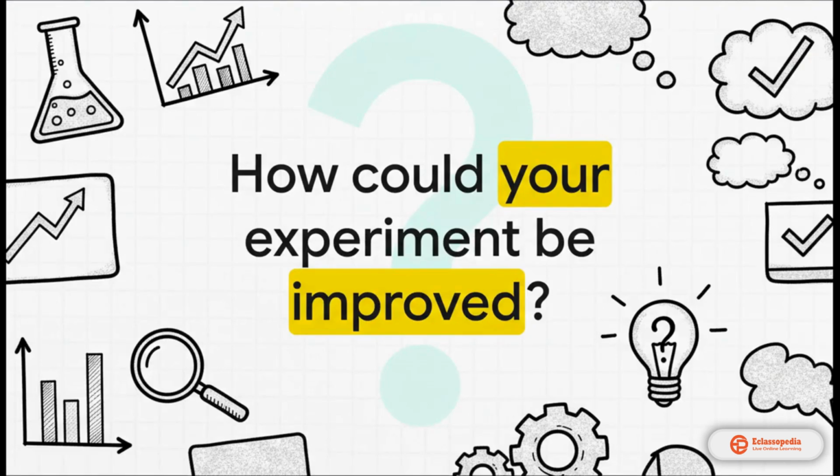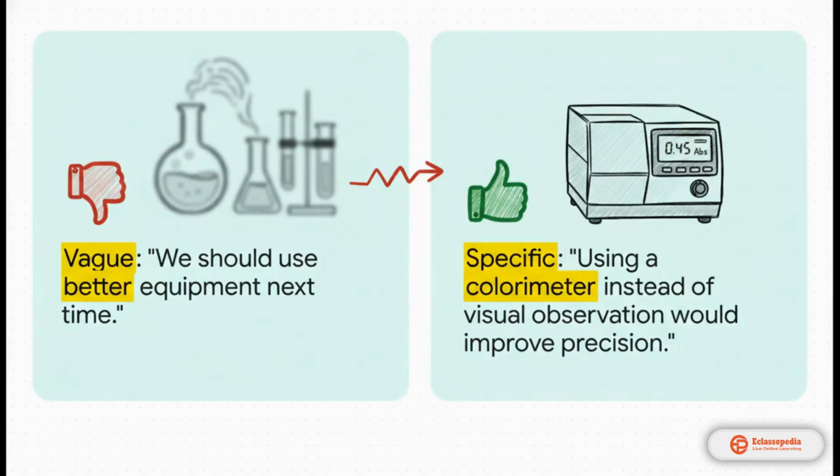Okay, now for the section that really separates a good IA from a great one, the evaluation. You know, the true mark of a skilled scientist is being able to look at their own work critically and honestly. So, you have to ask yourself this question. This right here is how you score big marks on that evaluation criterion.